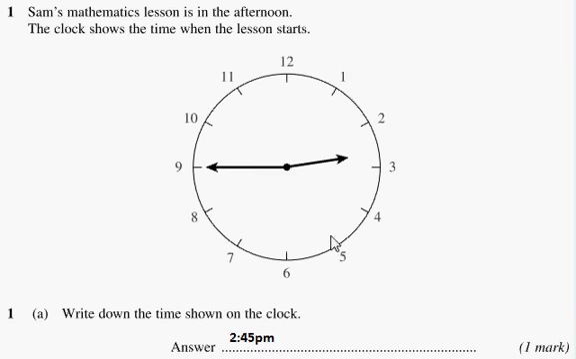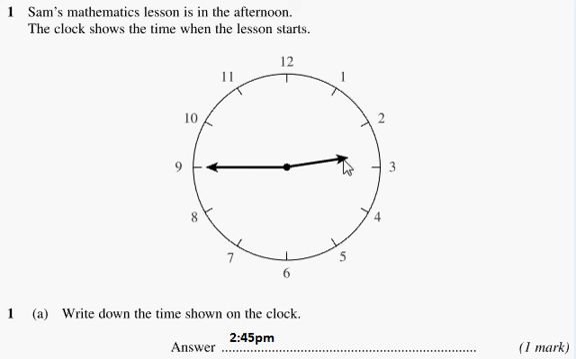Then, we know that when the minute hand went from 9 to 12, when it touched 12, it was 3 o'clock. So the hour hand would be pointing at 3. The minute hand ended pointing at 6, which is halfway between 3 o'clock and 4 o'clock. That's half an hour, from 12 to 6, 30 minutes.